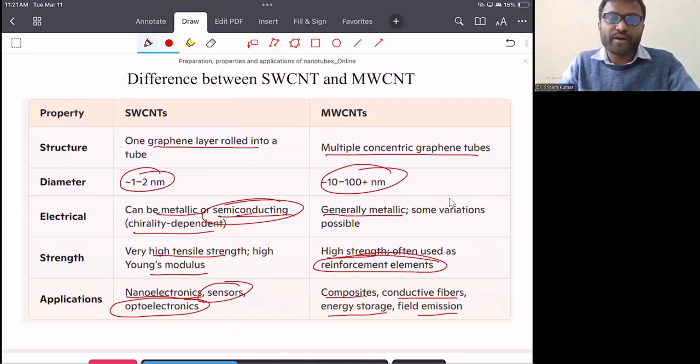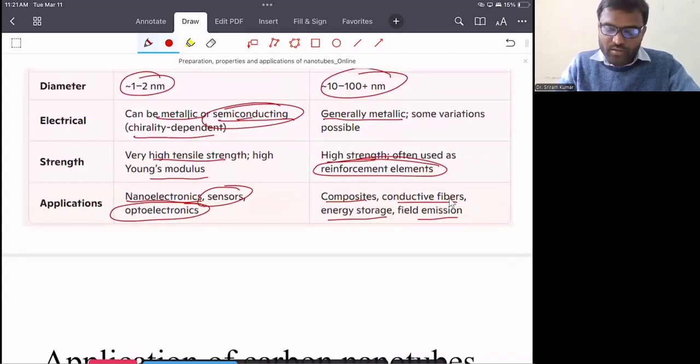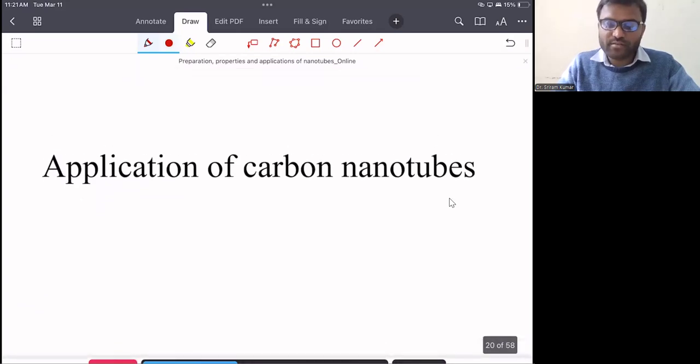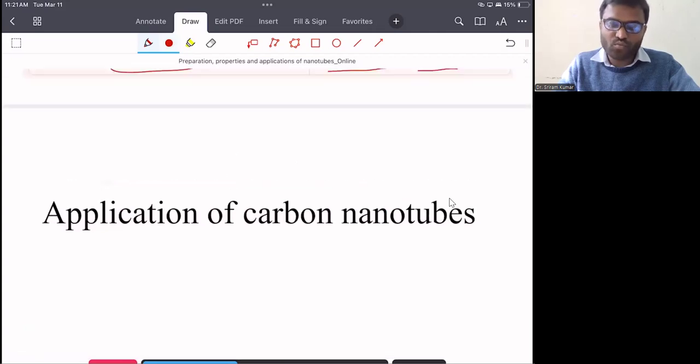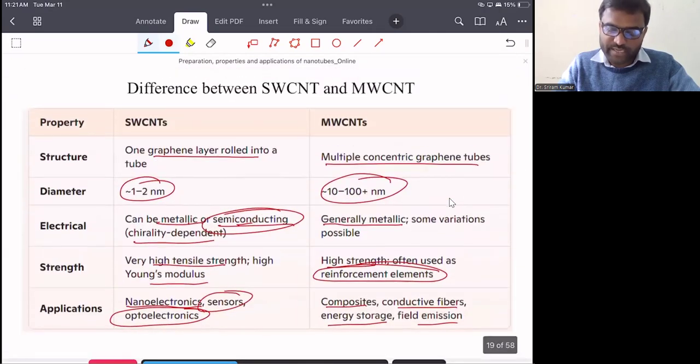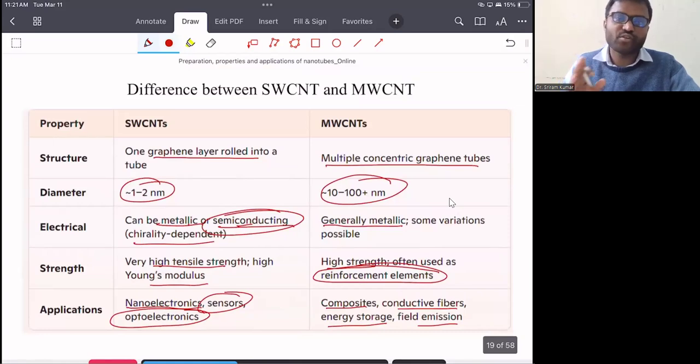So it is all about CNT, what is CNT, and what are the key properties of CNT. In the next class, we will learn the key applications of CNT, in which we will learn which properties of CNTs we can exploit to have applications in different areas.